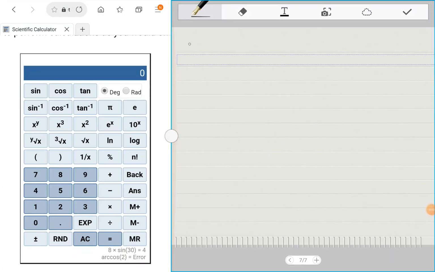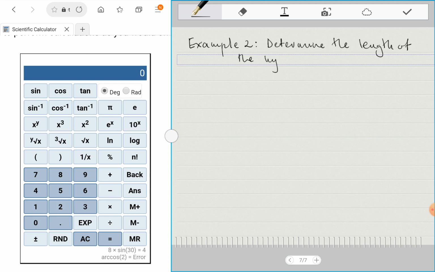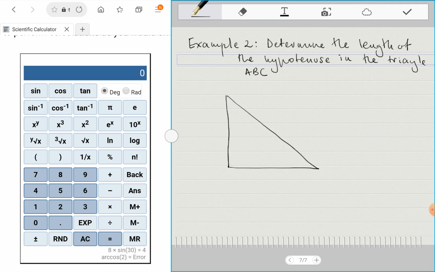All right, let's look at another example, okay? So we're going to look at another example on determining sides. So example 2, all right? So here we want to determine the length of the hypotenuse in triangle ABC.